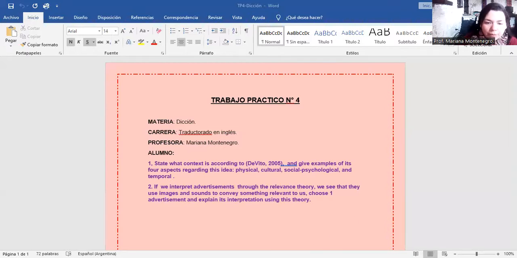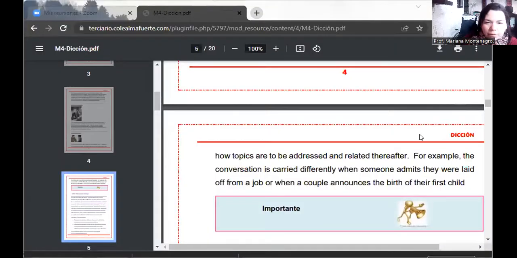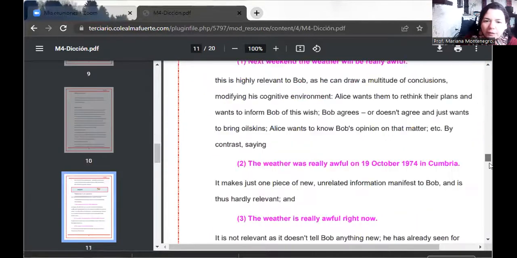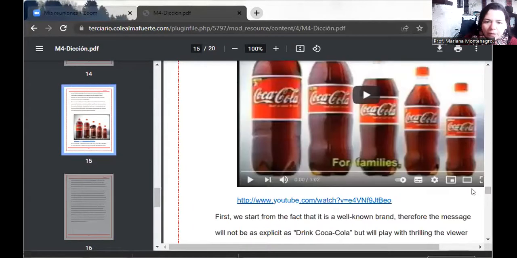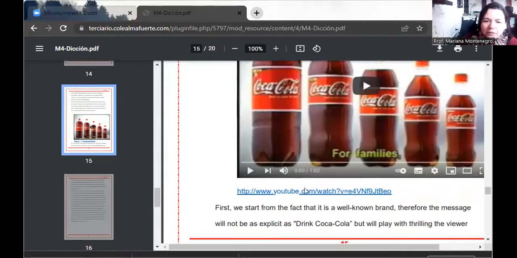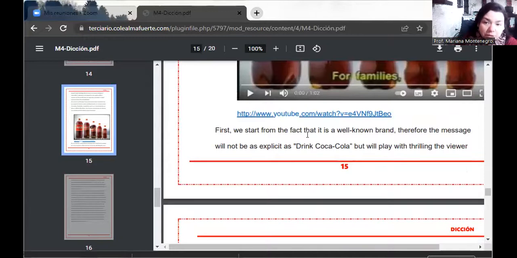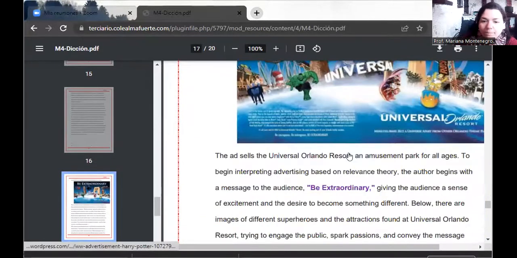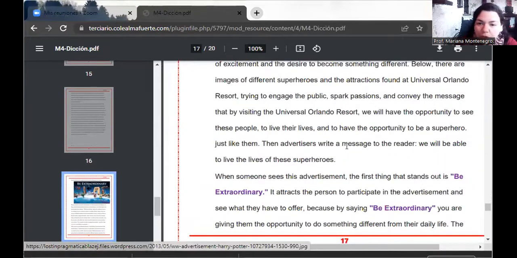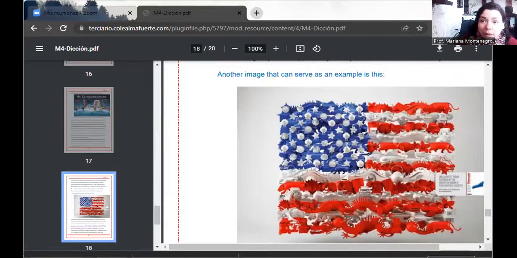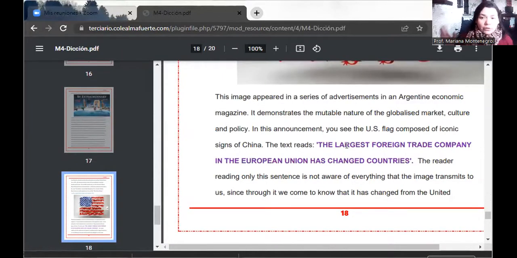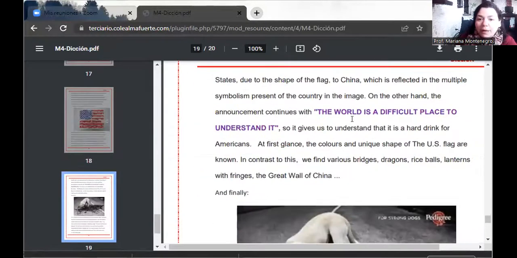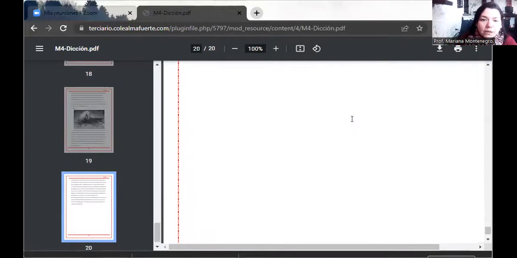And if you go to the module, yes, you will see at the end of it that you have different advertisements. Here you have the link of the advertisements. So you read them all to see how they are explained. And then after reading them, because they are explained according to this theory, you would be able to choose one advertisement, anyone you like, and then explain it to me. Yes? Well, that would be all with respect to Dicción.